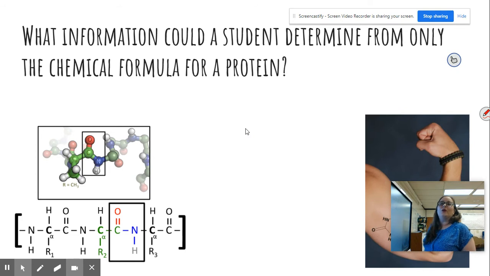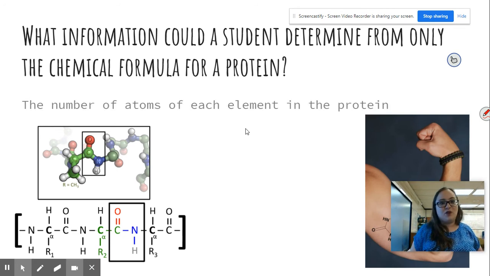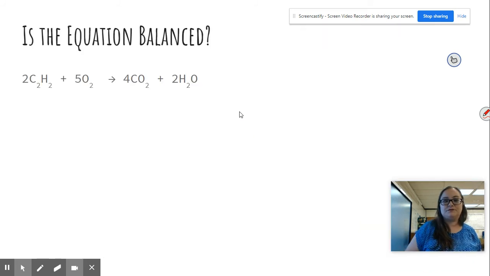Okay. What information could a student determine from only the chemical formula for a protein? So if you have the chemical formula for a protein, what do you know? Well, if you know the chemical formula, you know the elements that are in it, and you know the number of atoms of each element. No matter whether you can read it or not, you can identify what elements are there and how many atoms of each element there are.